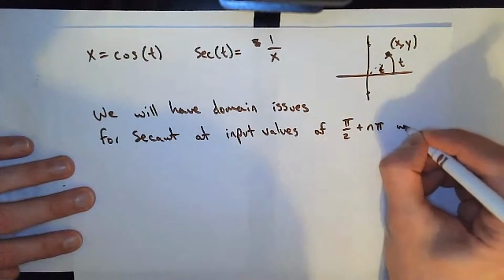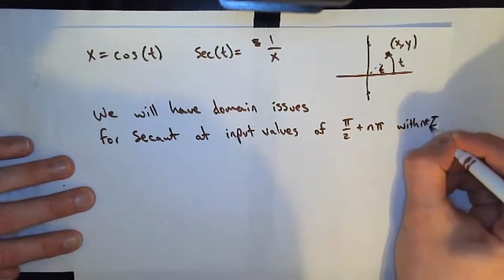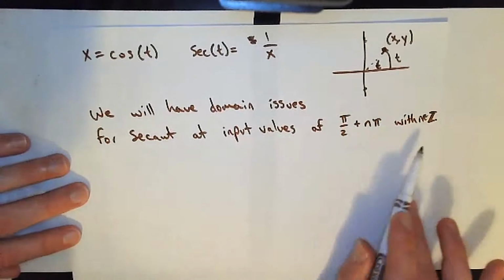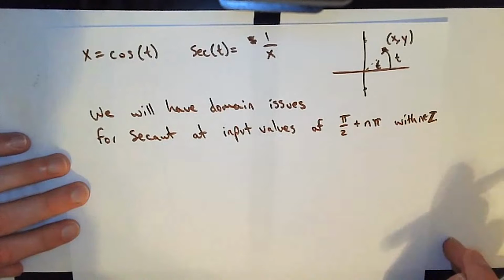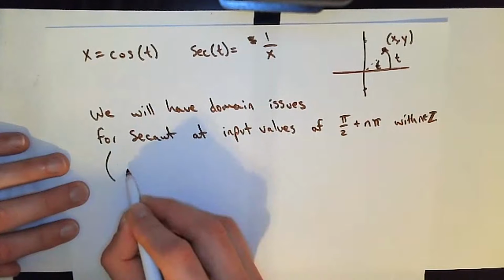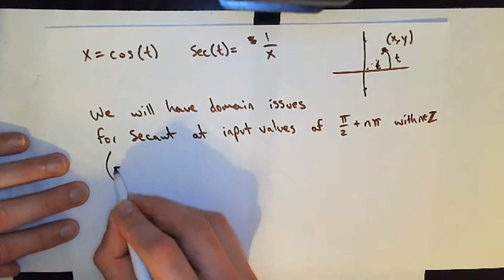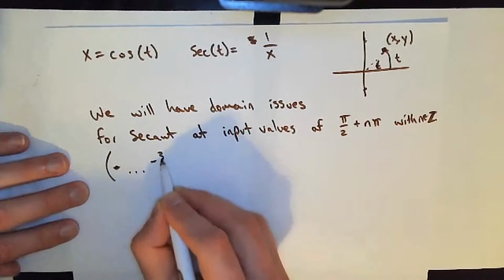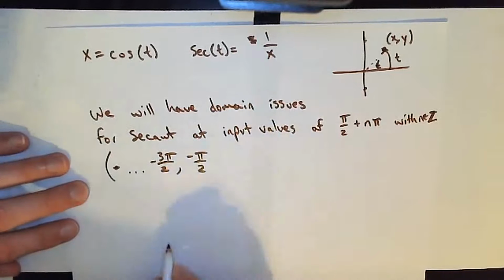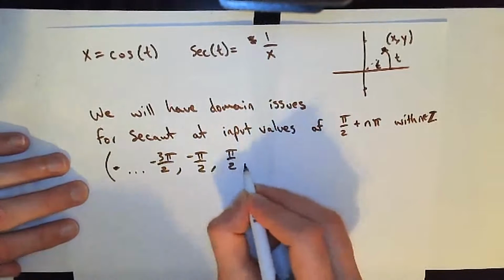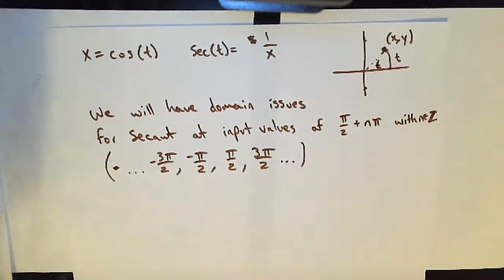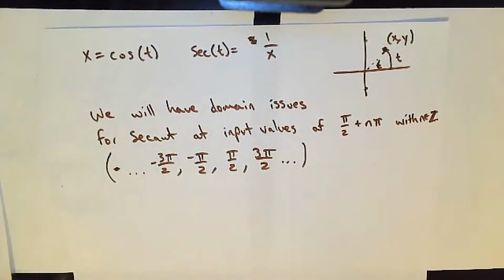So pi on 2 plus n pi, with n in the integers. So for example, negative 3 pi on 2, just odd ones, right? That's kind of the point, they're odd. Negative 3 pi on 2, negative 1 pi on 2, positive 1 pi on 2, positive 3 pi on 2, etc. But not 0, right? It's no problem at 0. Okay, cool.